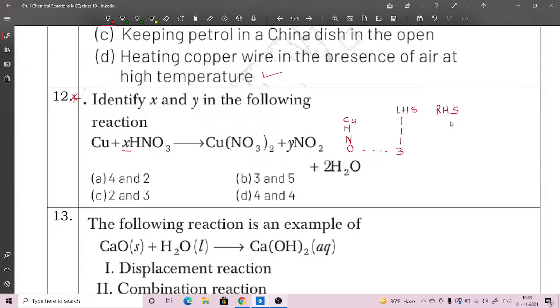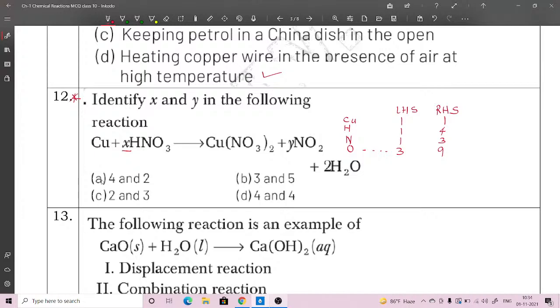On the right hand side we have copper 1, hydrogen 4, nitrogen 3 and oxygen 9. Okay, so let us now try to check which options are correct.